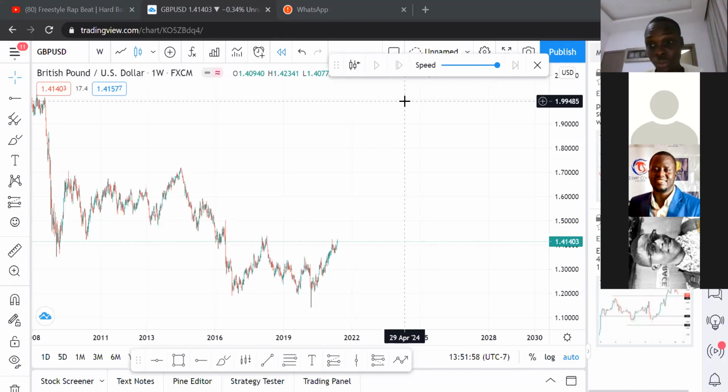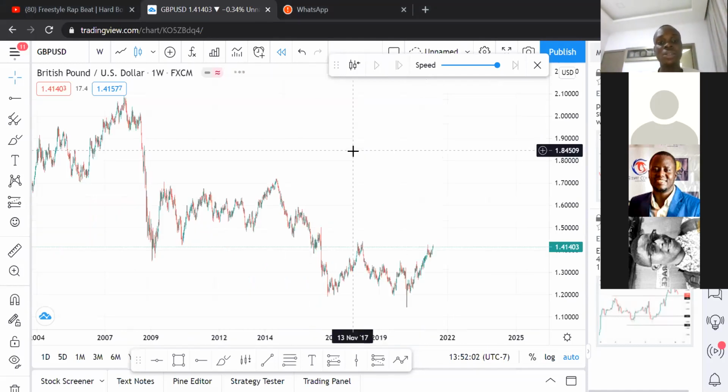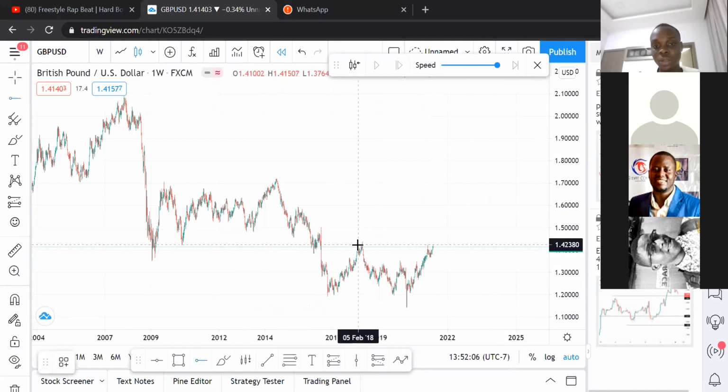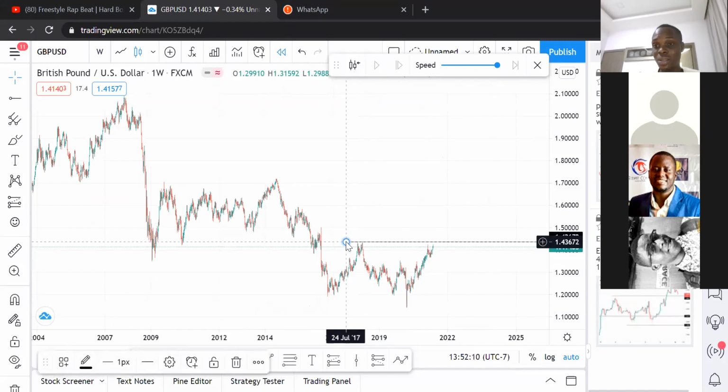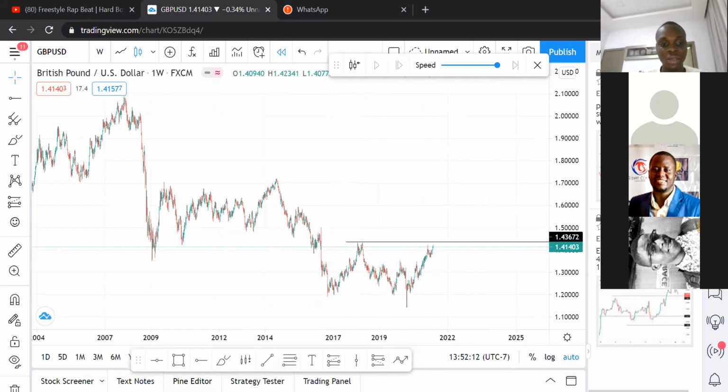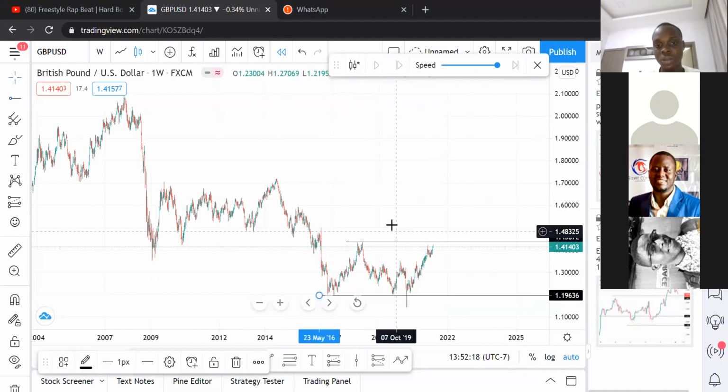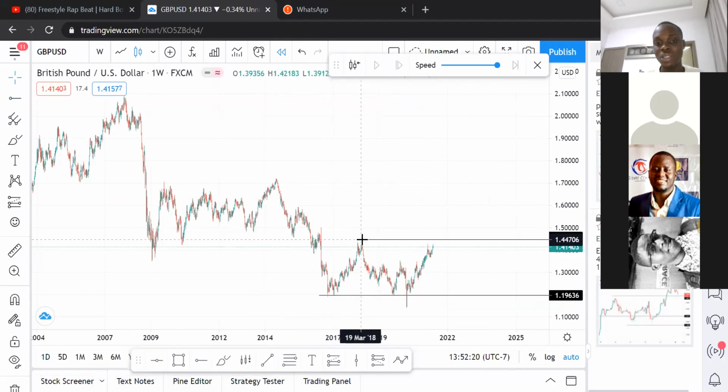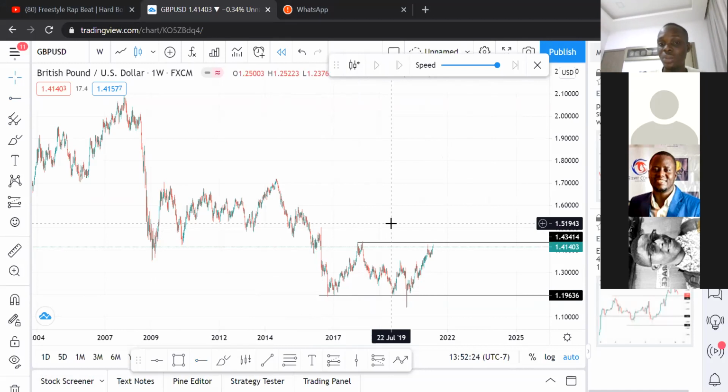Now, the first thing I do, as a trader, when I open my chart, is this. Okay, this is the weekly. What is the weekly saying? In the weekly, the market is currently at what? The resistance. Okay, this is a resistance. This is a support. Now, what is the market doing here? The market is testing this resistance at the moment.